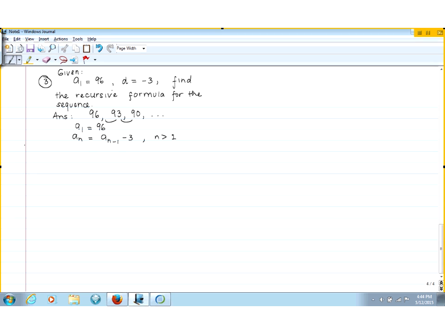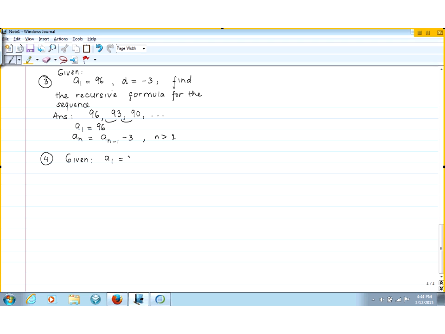Okay, so this is a recursive formula. A recursive formula is a formula in which a sequence is defined in terms of a previous term. So in this case, this is your sequence AN, and the previous term is AN minus 1, and then subtract by 3.